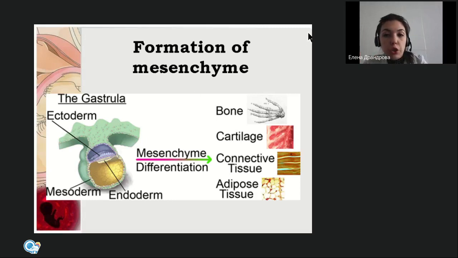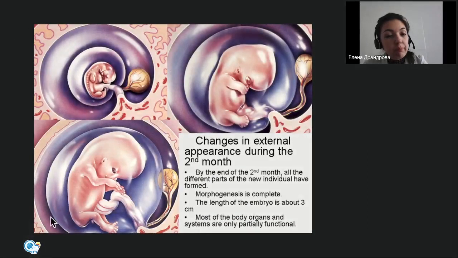There is one more tissue which you have to know about. It is mesenchyme. Mesenchyme in humans is developed from the mesoderm. These are cells which later differentiate into bone, cartilage, connective tissue, and adipose tissue. We'll talk about mesenchyme in detail at the next lecture.